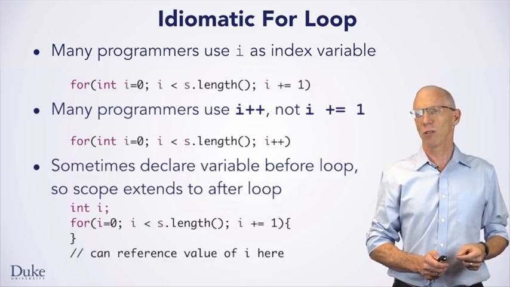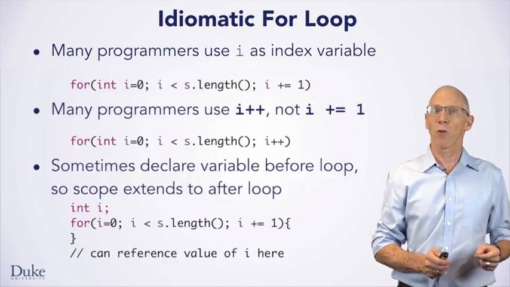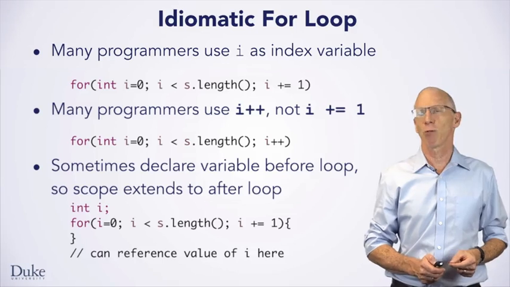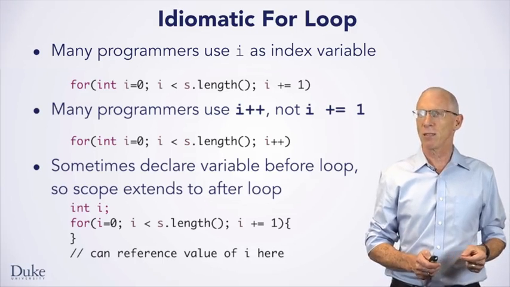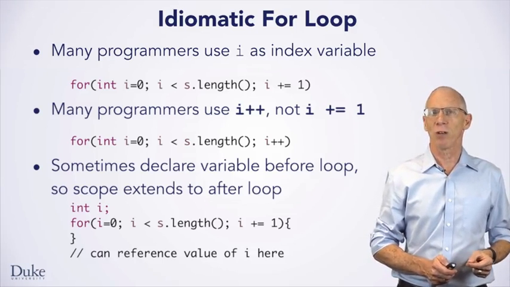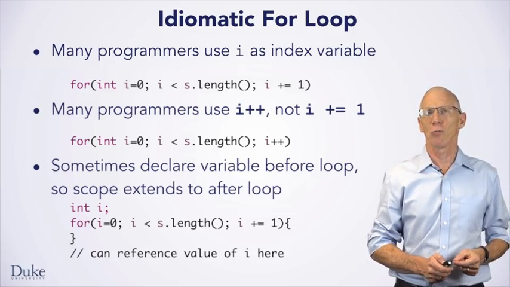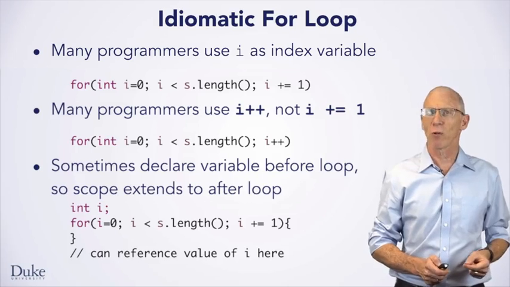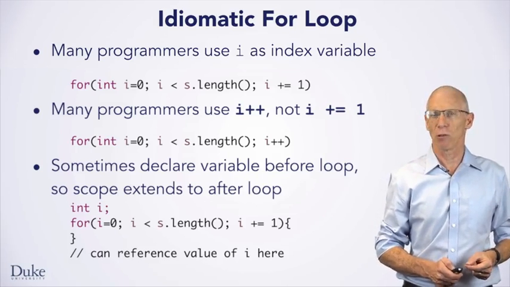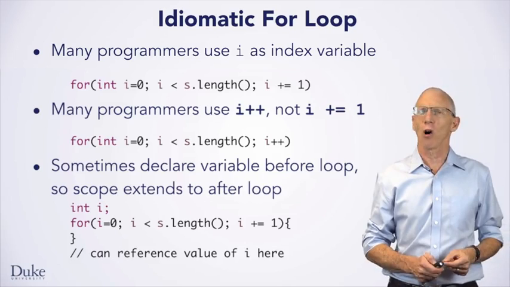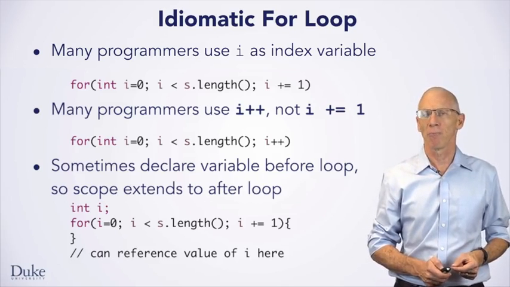Sometimes it's useful to define the loop index variable before the loop, rather than inside the parentheses of the loop. This allows the value of i to be referenced or accessed after the loop is over. When the variable is defined within the parentheses of the loop, that loop control variable can only be referenced within the loop body, but not after the loop.